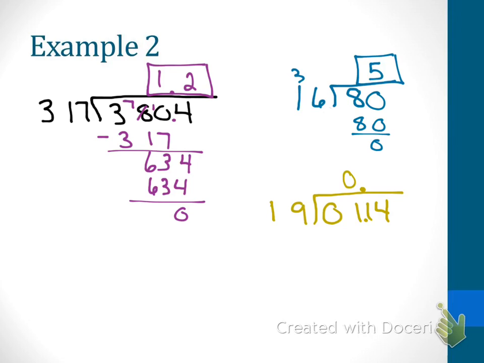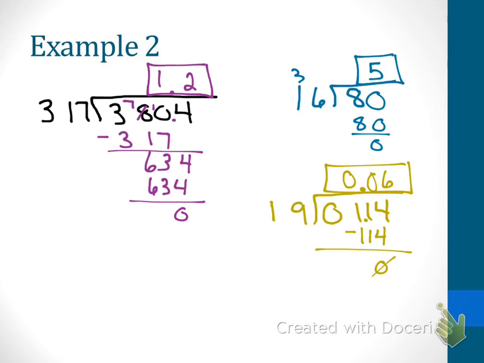19 goes into 11 how many times? 0. Put that 0 placeholder. Don't forget the 0 placeholders. And then 19 goes into 114 about how many times? About 6. Multiply it out, and it works out again perfectly. 6 hundredths. Don't forget your 0 placeholders.